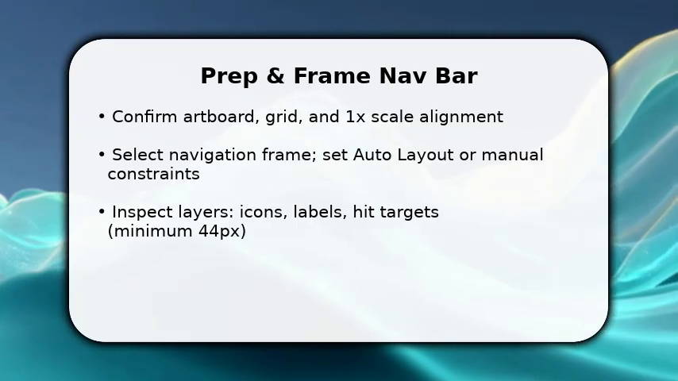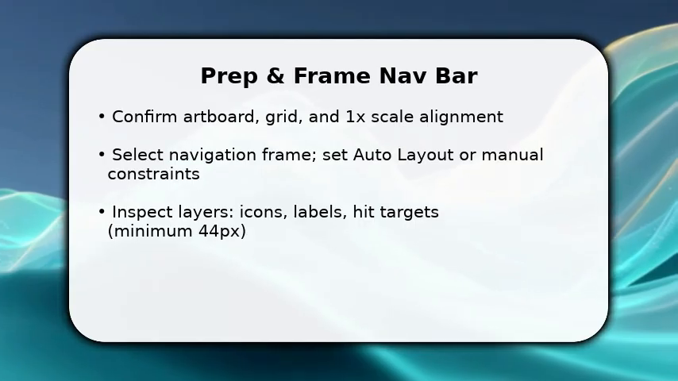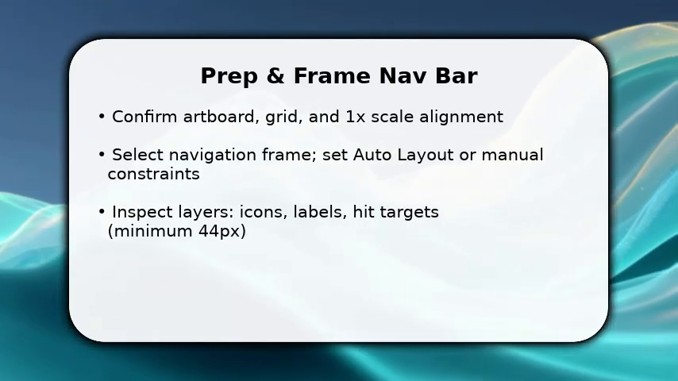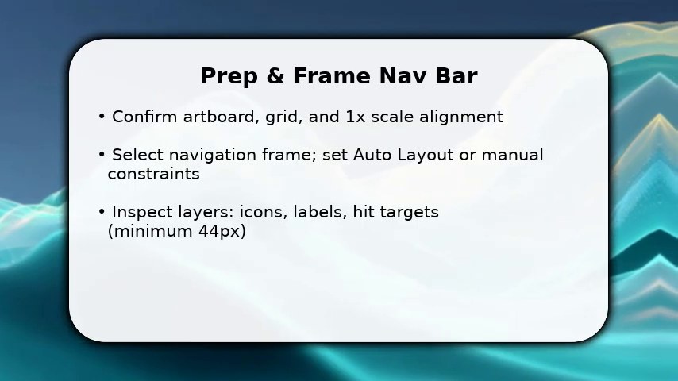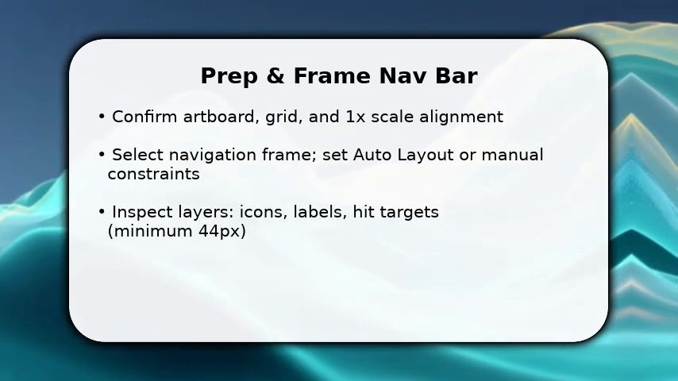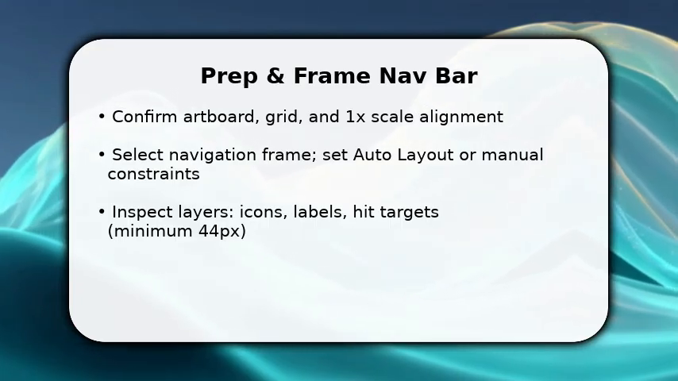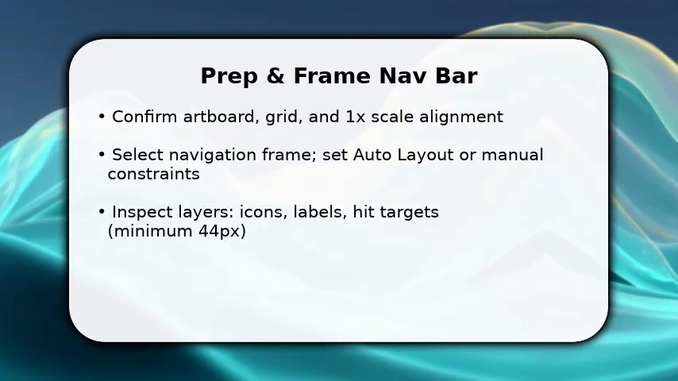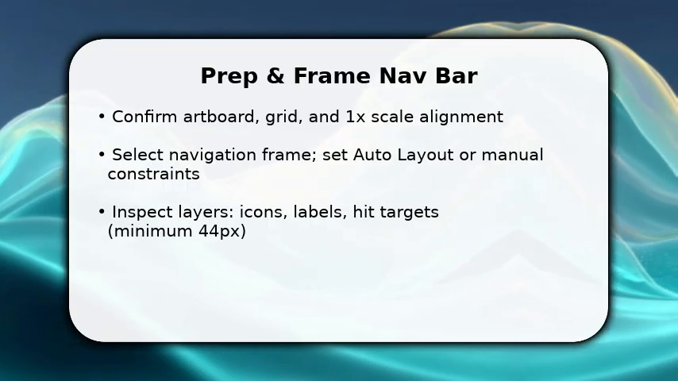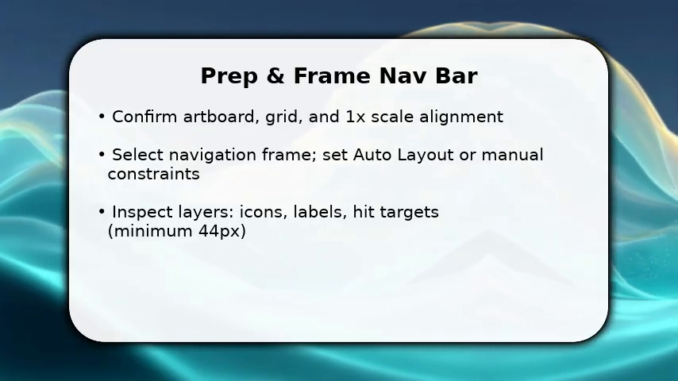You start by opening the file and locating the navigation frame. This is where you act. Make sure Auto Layout is enabled if you want flexible spacing, otherwise lock dimensions for pixel-perfect placement. Once done, check that each button has a clear hit target and consistent spacing. This prevents touch and alignment issues later.